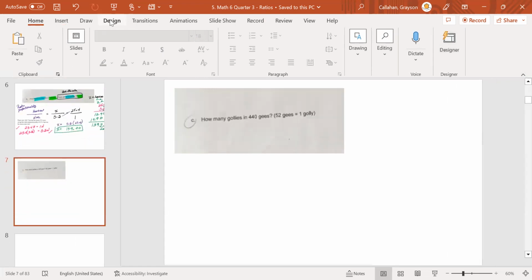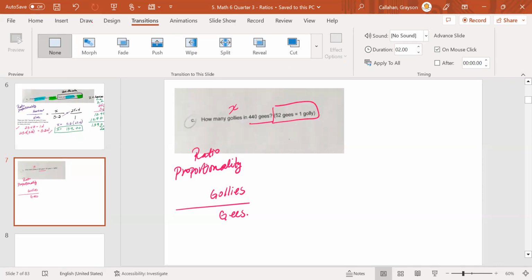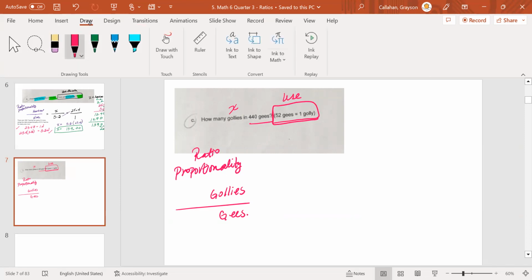Okay, so then remember, we always want to figure out what my proportion ratio is. That is going to be Gallies on top and then geese on the bottom, right? And it says how many Gallies, so Gallies is going to be X for 440 geese, right? This part right here is what you're going to use to solve for X, correct? Okay, so let's go ahead and set this up. X over 440 geese equals 52 geese. So 52 goes on the bottom.